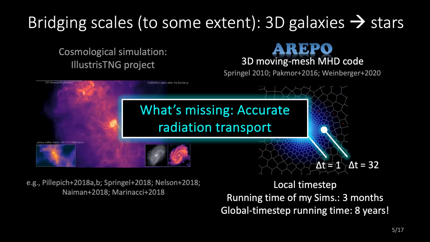But what's missing in AREPO, especially if we want to start to simulate the stars with it, is an accurate radiation transport. Why is this important? Because near the surface of the star, you have radiation that's trying to escape from the photosphere of your star. And that is where you really need an accurate radiation transport.